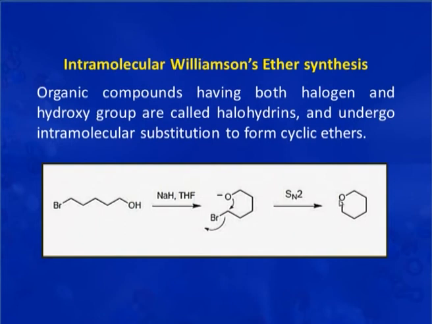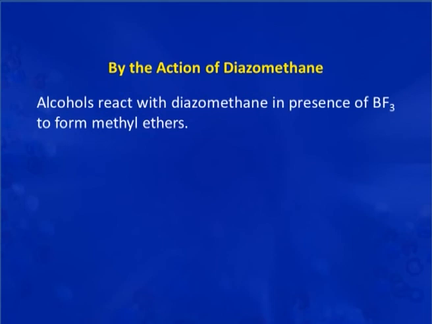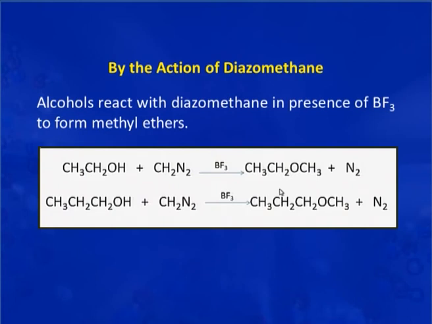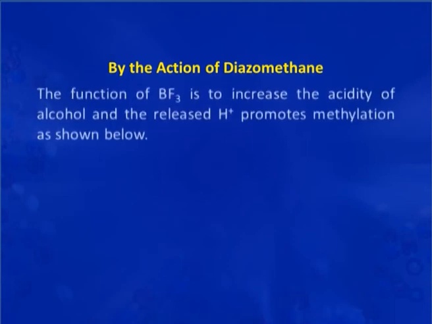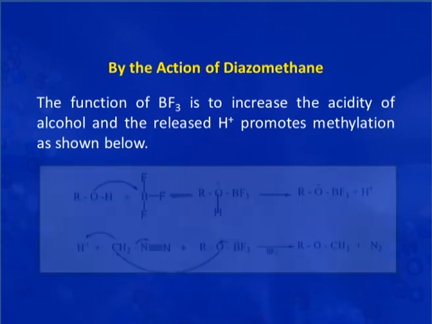oxacyclohexane molecule. The next method for the preparation of ethers is by the action of diazomethane on alcohol. It has been found that when alcohol is treated with diazomethane in presence of boron trifluoride, they form methyl ethers, because diazomethane provides CH2 group, and that is why the product formed is always a methyl ether. The function of boron trifluoride actually is to form the complex with alcohol molecule.